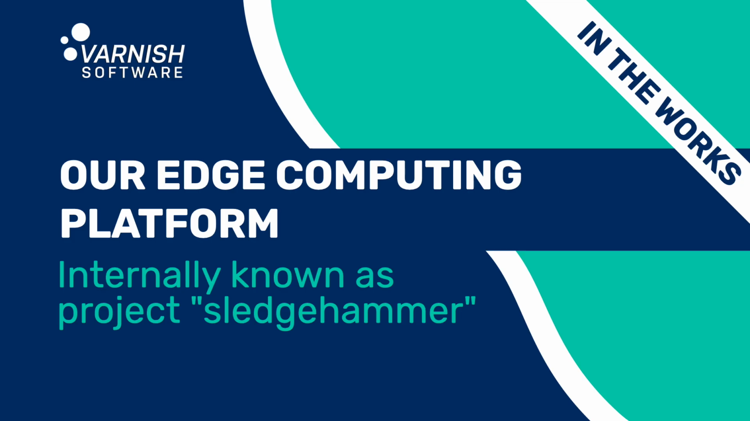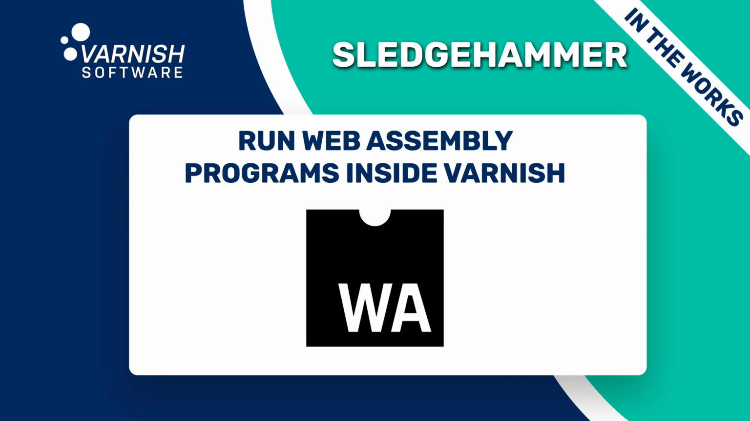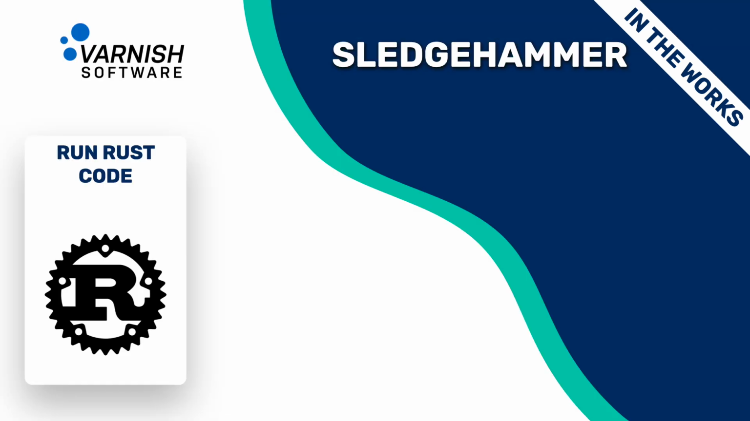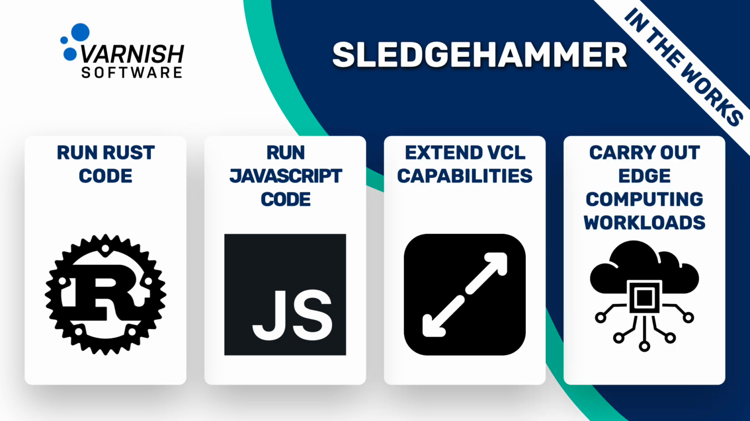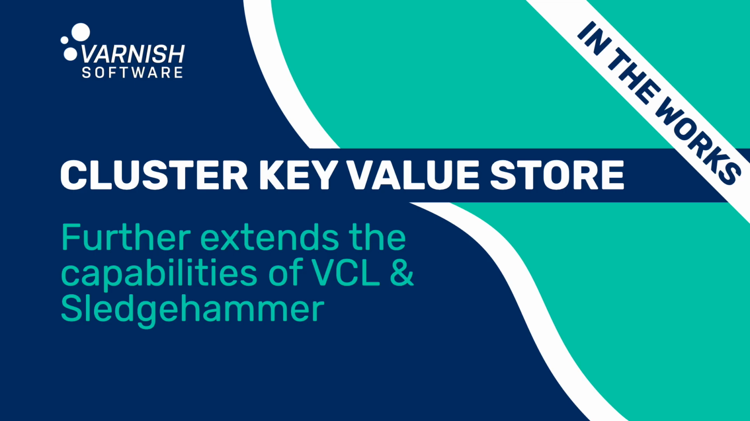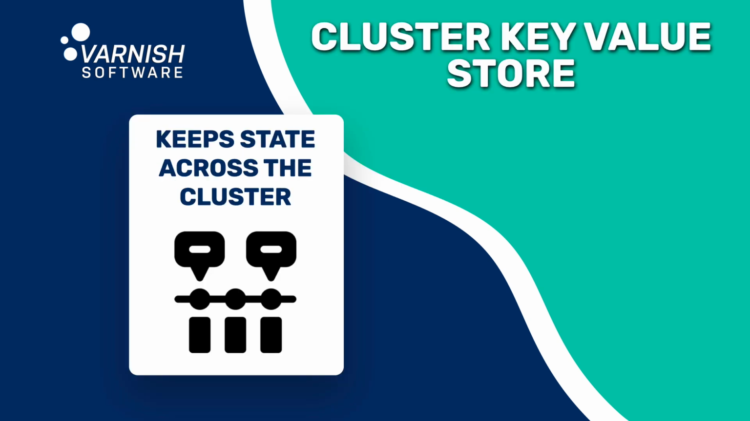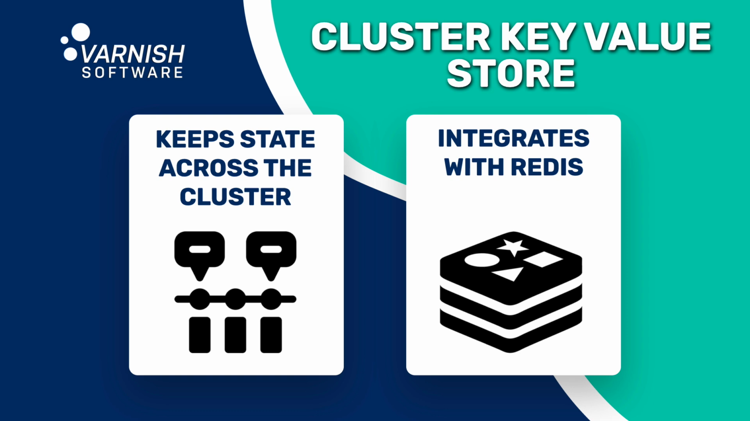Next, we have our edge computing framework, internally known as Sledgehammer. Sledgehammer is a vmod that allows you to run WebAssembly programs inside of Varnish. This means that you can run Rust and JavaScript and extend the capabilities of VCL to carry out various forms of edge compute workloads. Finally, you have the cluster key value store, which further extends the capabilities of both VCL and Sledgehammer. It allows you to keep state across the cluster and even integrates with Redis.